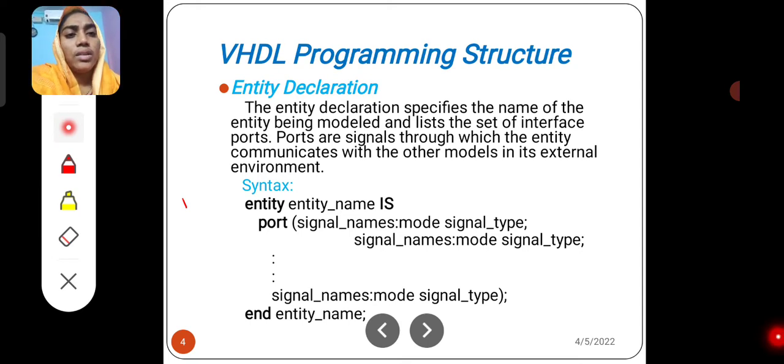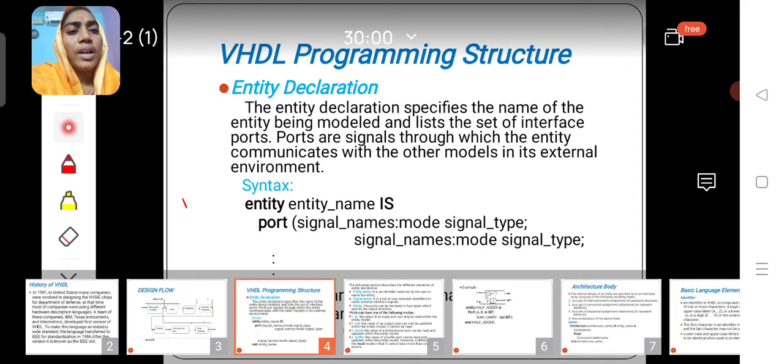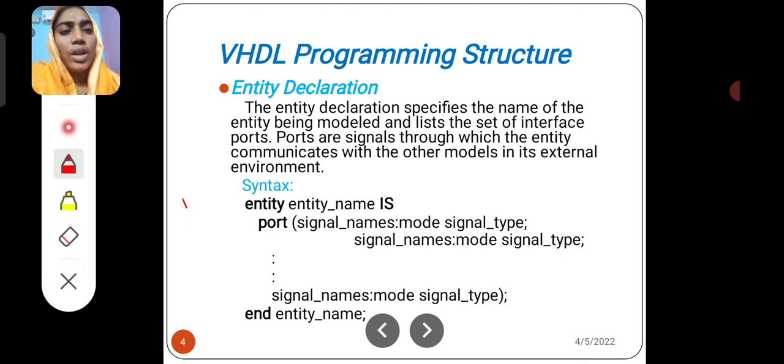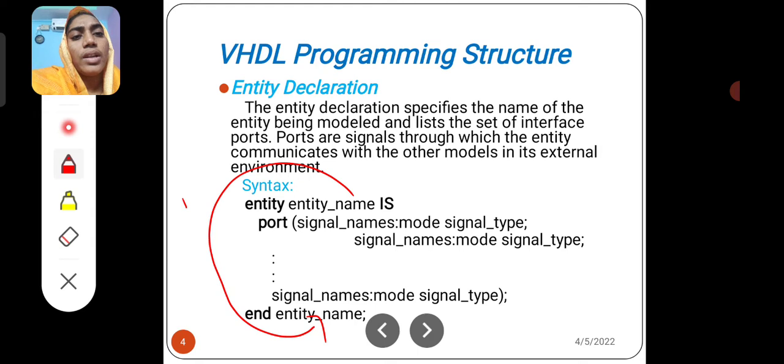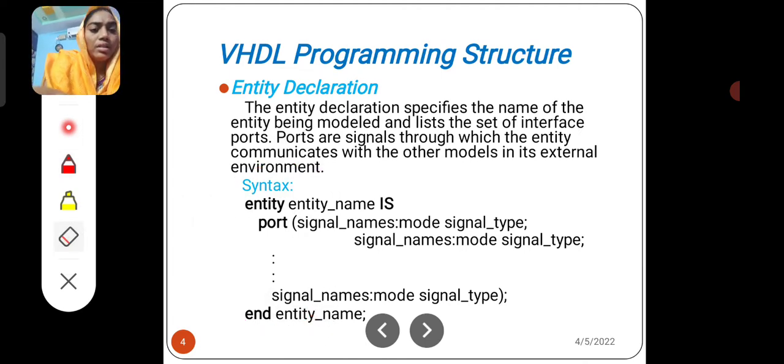Next, an entity ends with the keyword end and the entity name. Whatever name we have given for this entity, the same name we should give here also. I am repeating again. The syntax of an entity is: entity name is port, signal name, mode, signal type. Signal names are user identifiers, while mode and signal type are keywords. Next is end entity name. So this is the syntax of an entity. So what are the parts?